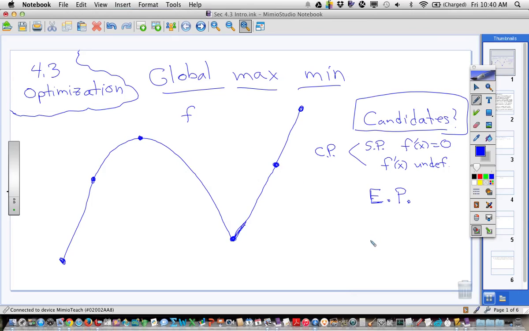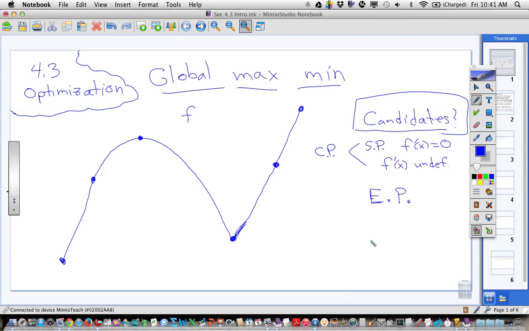Now, we talked about making a list of candidates then, right? And the max is the one that has the biggest y value, and the min is the one that has the lowest y value, because we can compare them. So we have to plug our candidates back into where? The original function, the one we're trying to optimize, or maximize or minimize. We plug our candidates back into the original function f because we want to see what's the lowest y value, what's the highest y value, right? And we do that by comparing them.